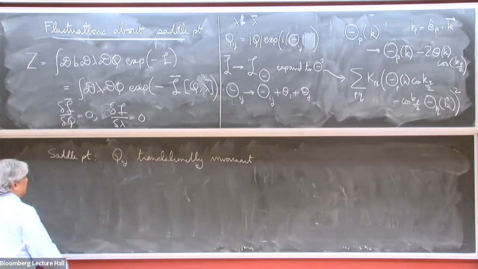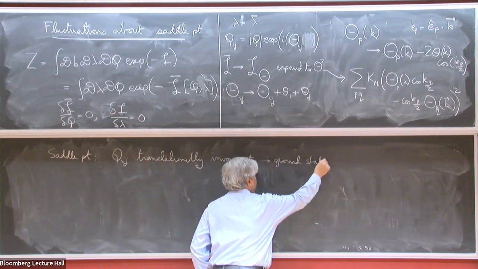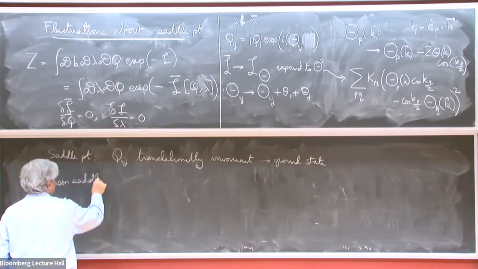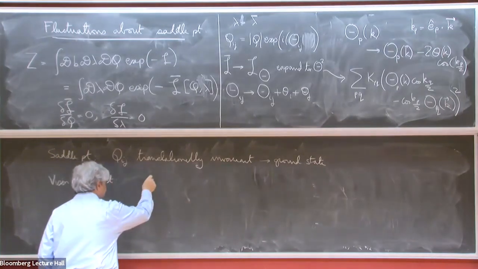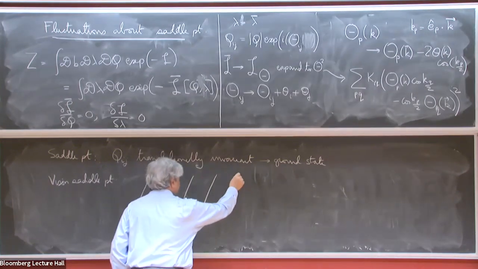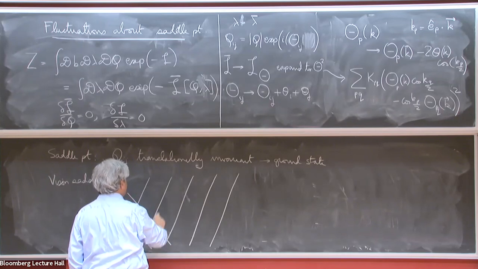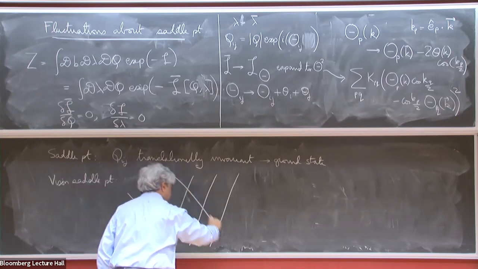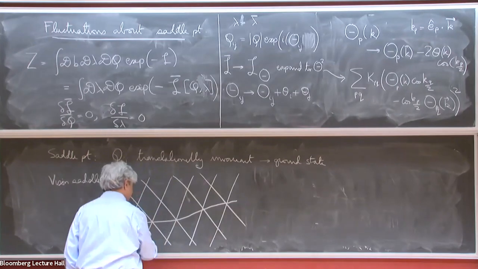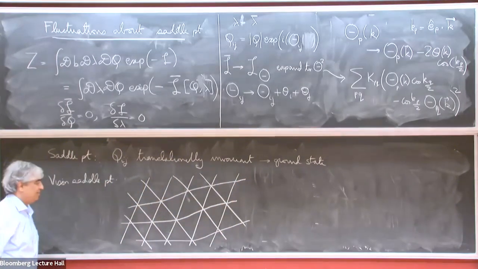So this is the ground state. But you also have a Vison saddle point. And what does it look like? Well, now I really want to draw a good triangle lattice. You take the triangle lattice and you go ahead and look for solutions of these equations, but you don't assume translation invariance. Okay, that's a pretty good triangle lattice.